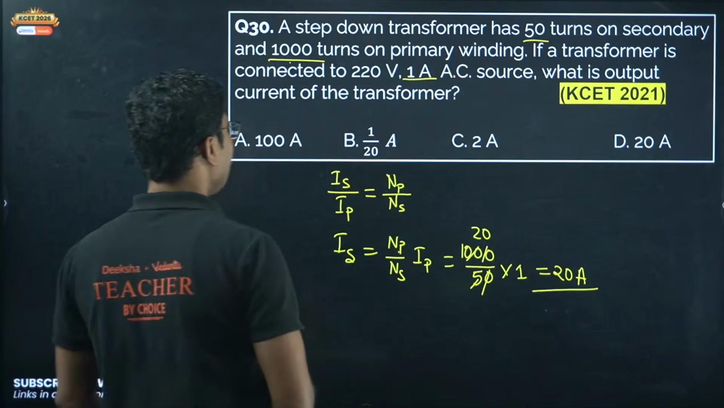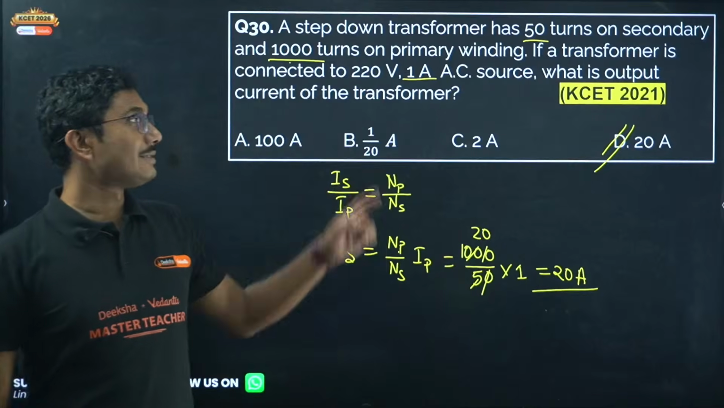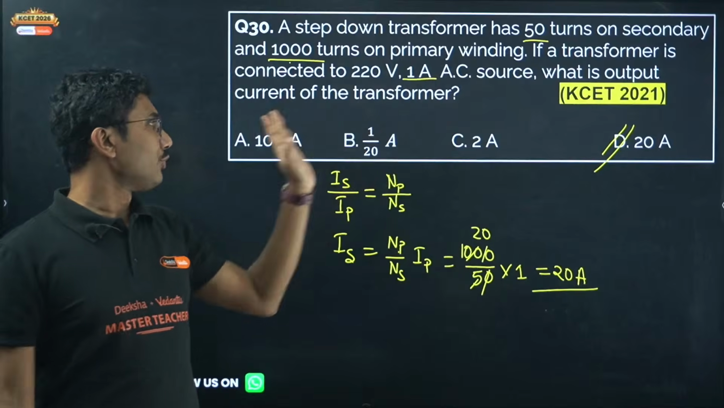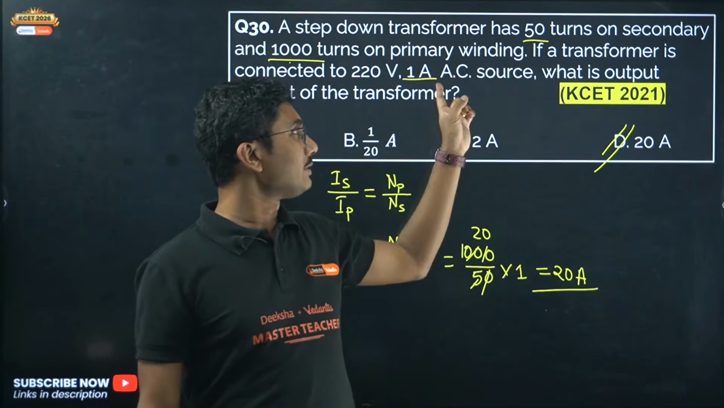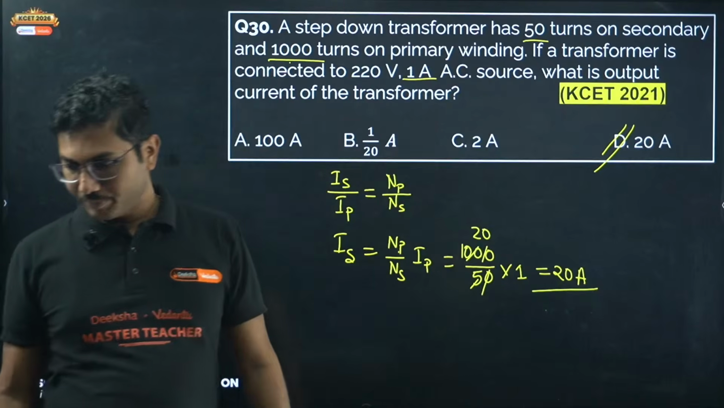The current in the secondary will be 20 ampere. Remember, because it's a step down transformer, voltage should decrease, current should increase. So your answer should be always greater than this 1 ampere. Okay, only one is less, by the way, but you have to check it.